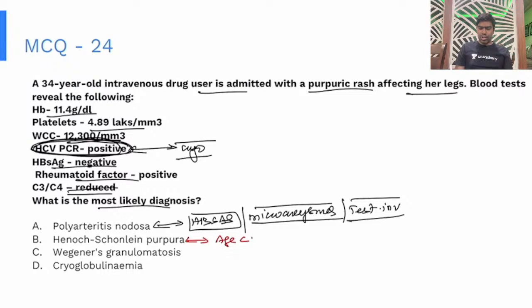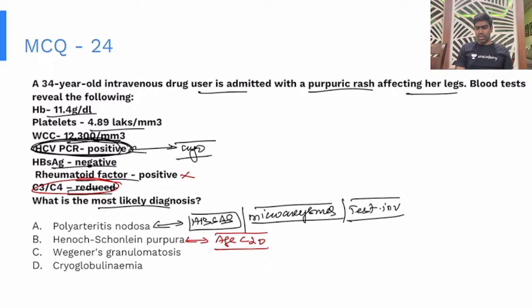So the patient's age would have been less than 20, and they would have manifested with plenty of other manifestations. And C3, C4 would not have been reduced in Henoch-Schonlein purpura. It should have been normal. And why the hell should rheumatoid factor be positive in patients with Henoch-Schonlein purpura? That's not the case.